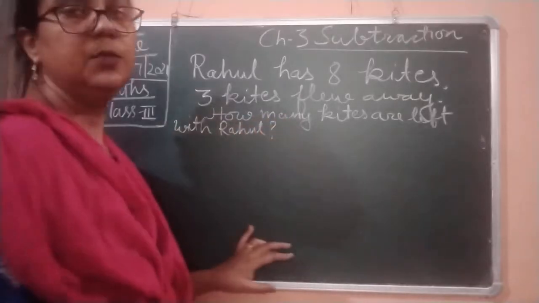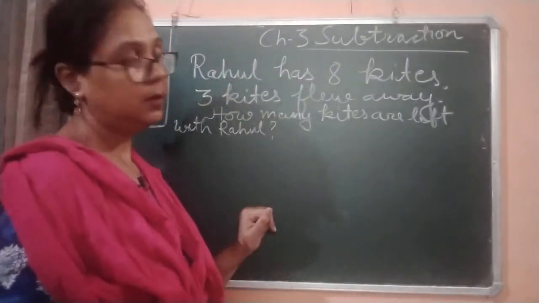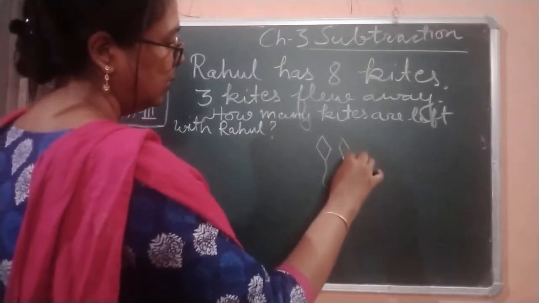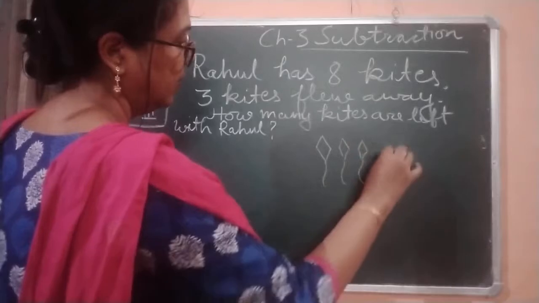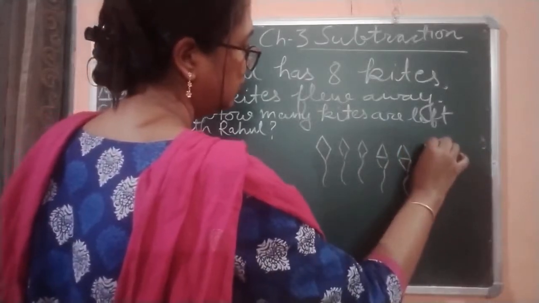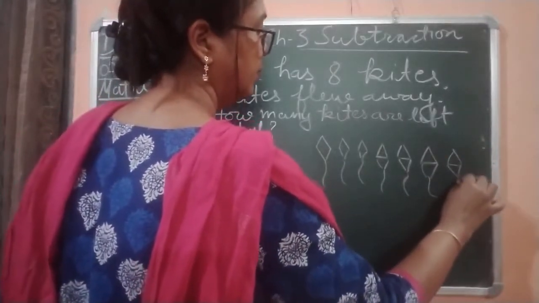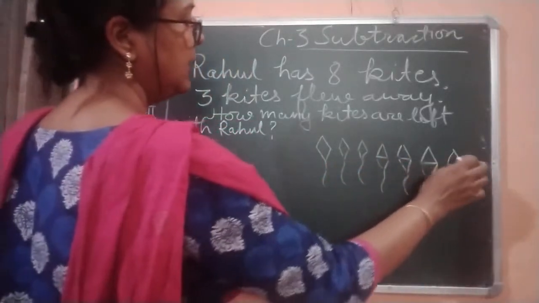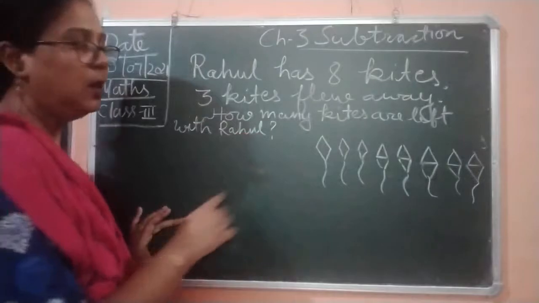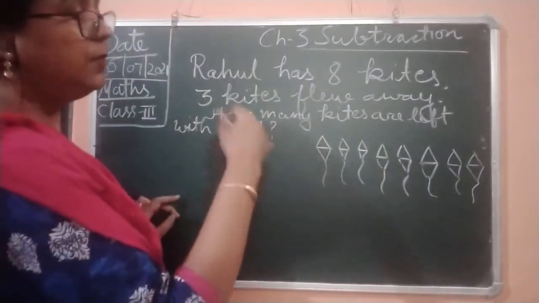Okay, children. So first you will see how many kites Rahul has. Rahul has 8 kites. Okay. So we will draw over here 8 kites. These are the kites, very colorful kites we used to fly in the sky. One, two, three, 4, 5, 6, 7, and this is 8 children. So here you can see Rahul has 8 kites. Beautiful kites.